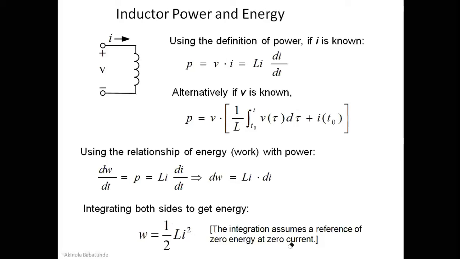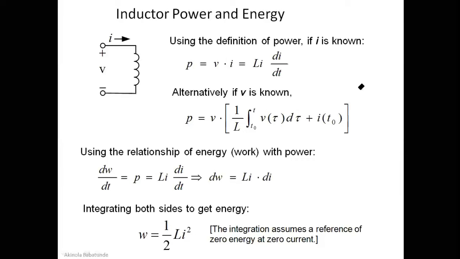This is what you're going to have at the end of the day. This integration assumes a reference of zero energy at zero current. So when there is zero current, there will be zero energy. So W will be equal to 1/2 L i squared. This is how to find the energy in an inductor. This is how to find the power, and then we know how to find the current, we know how to find the voltage, and a couple of other important details.